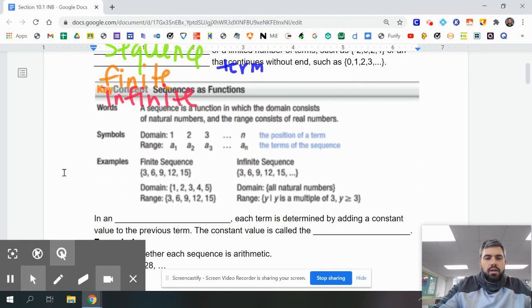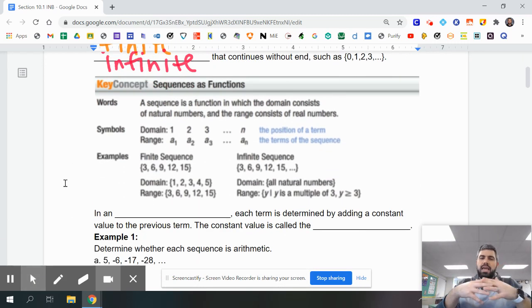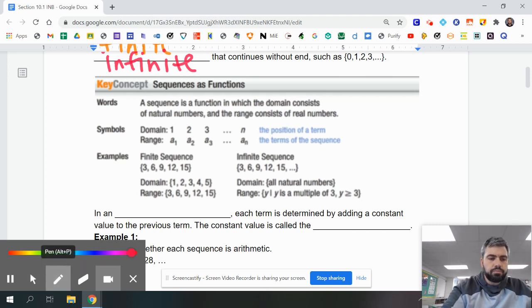So a sequence as a function is a sequence whose domain is the natural numbers, meaning it starts at 1, so the first term, second term, third term, and so on. They go up by whole numbers, right? Starting at 1. In the range, the values in my sequence are real numbers, right? They can be positive, negative, whole numbers. They can be decimals. They can be fractions. They can be square roots. They can be all kinds of different things, right? So we have our first term, and then we have values, right?